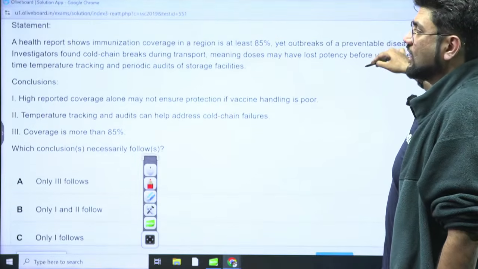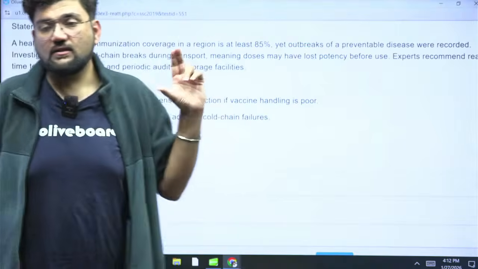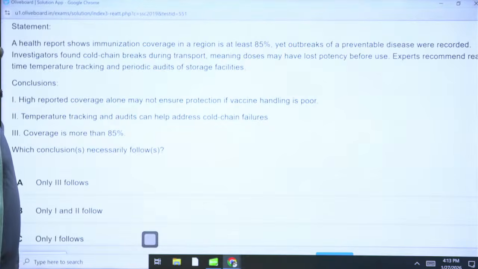Statement conclusion, and if you now observe, they are very softly, easily graduating towards passages now. One or two line sentences are converting into passages. So observe that. A health report shows immunization coverage in a region is at least 85%. Yet, outbreaks of a preventable disease were recorded. Investigators found cold chain breaks during transport, meaning doses may have lost potency before use. Experts recommend time temperature checking and periodic audits of storage facilities.